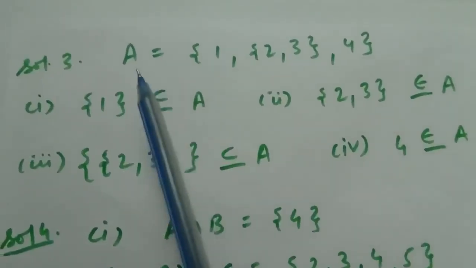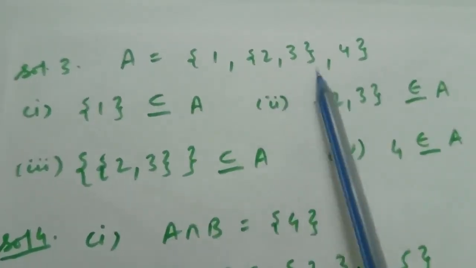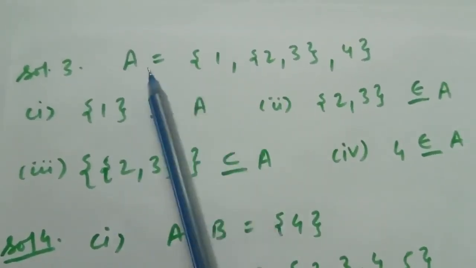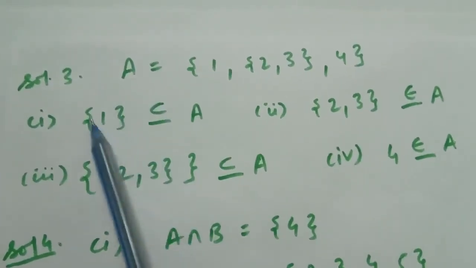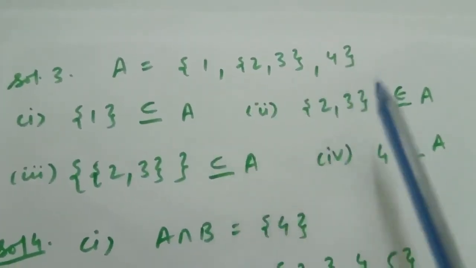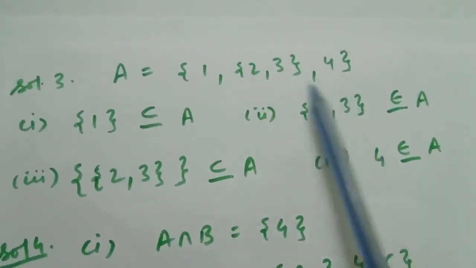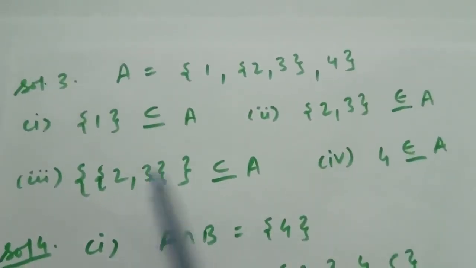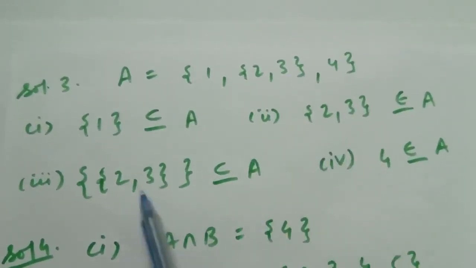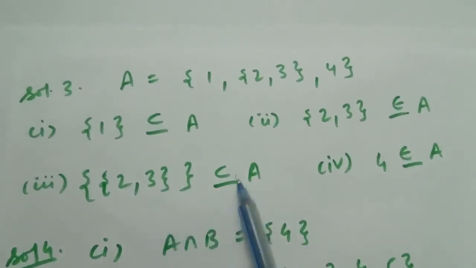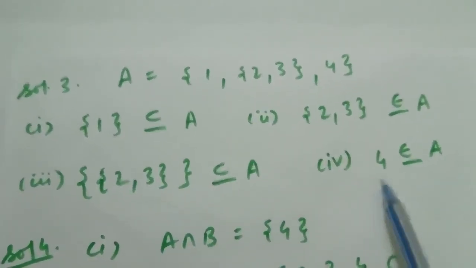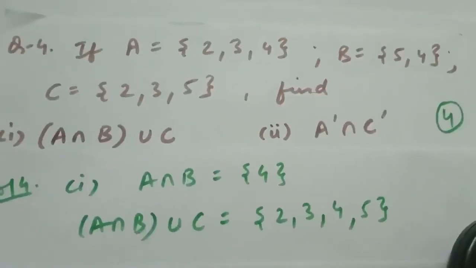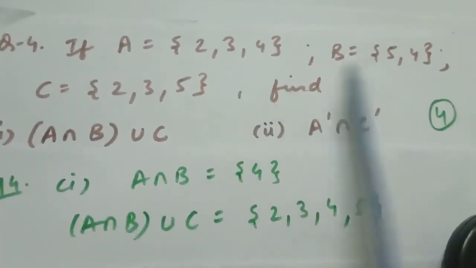Now in question third, set A is given as 1, 2, 3 within the braces and 4. We have to fill these blanks. So as 1 belongs to set A, so this complete set is a subset of A. Now this complete belongs to the set A. So here belongs to will come. Now in the next, as this is an element of A, so this element within the braces will be a subset of A. And 4 is an element, therefore 4 belongs to A. Clear?